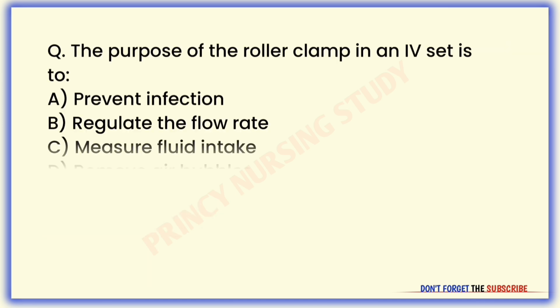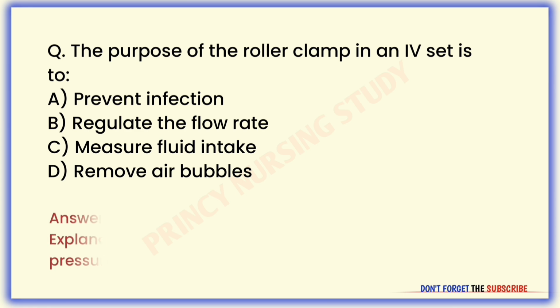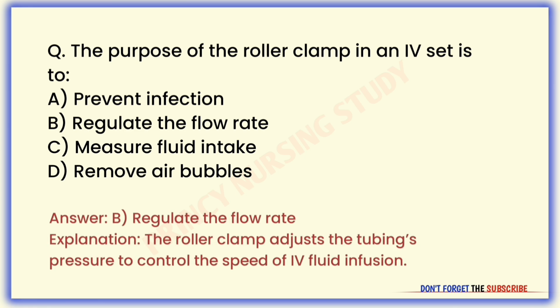Next question. The purpose of the roller clamp in an IV set is to. Correct answer is B. Regulate the flow rate. The roller clamp adjusts the tubing's pressure to control the speed of IV fluid infusion.